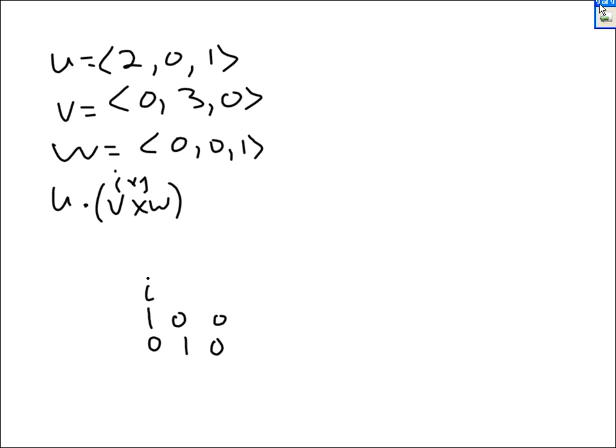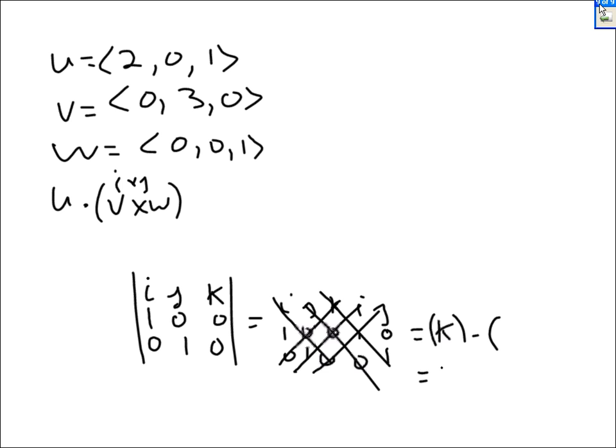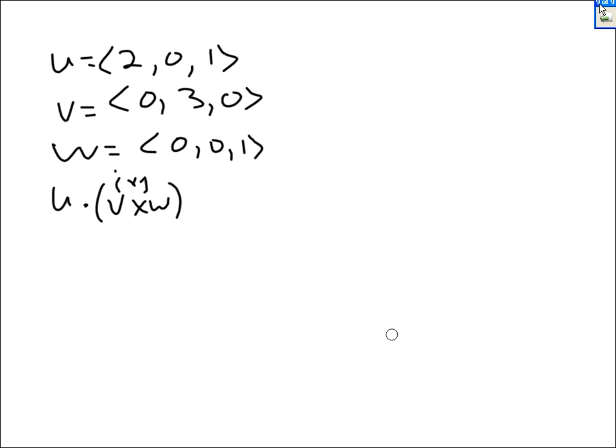And I could have found i cross j by finding this determinant. That is, doing the spaghetti method. 1, 0, 0, 0, 1, 0, i 1, 0, j 0, 1, 0, 0, k, minus 0, 0, 0. So we just got k, which is exactly what we got using a circle. But of course what I just did was a lot longer. Not harder, but a lot longer. The circle is trivial.